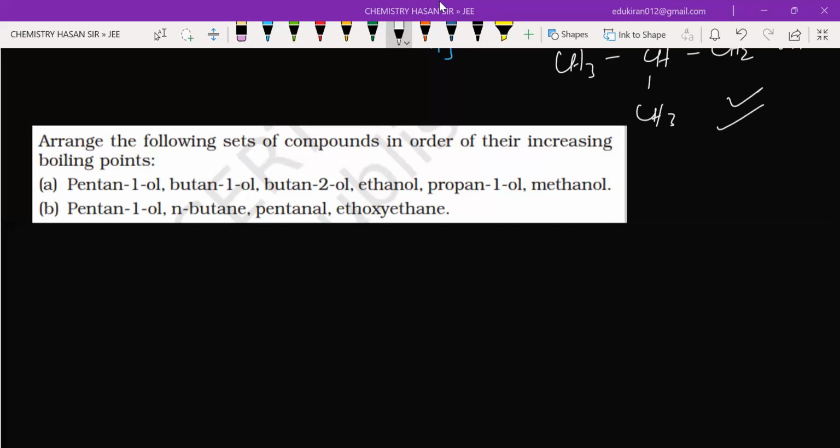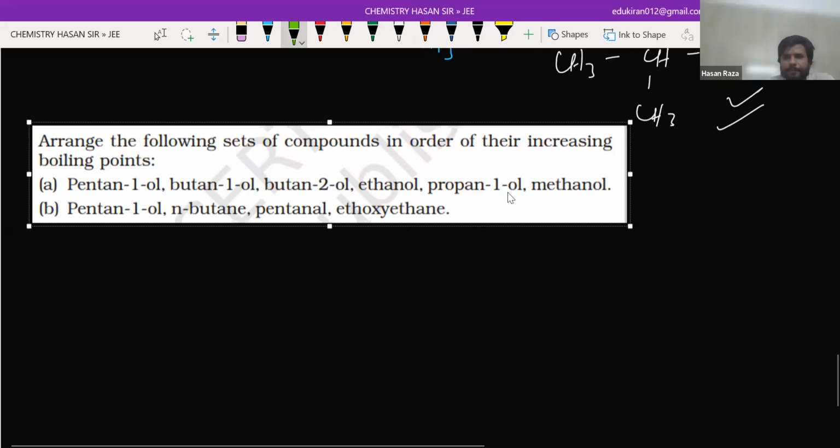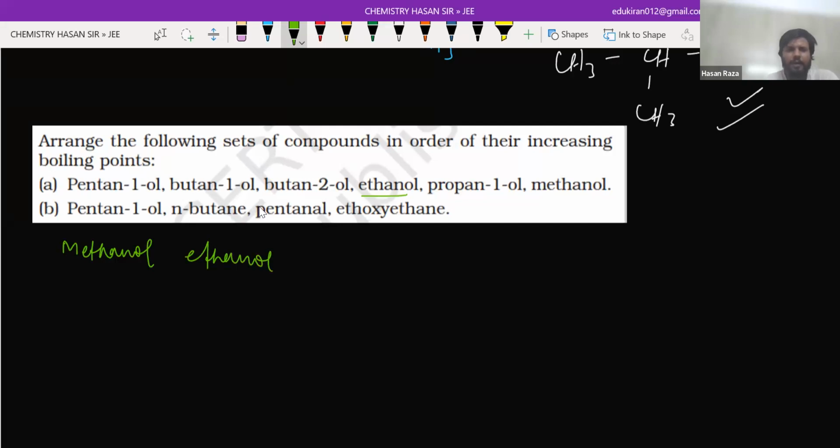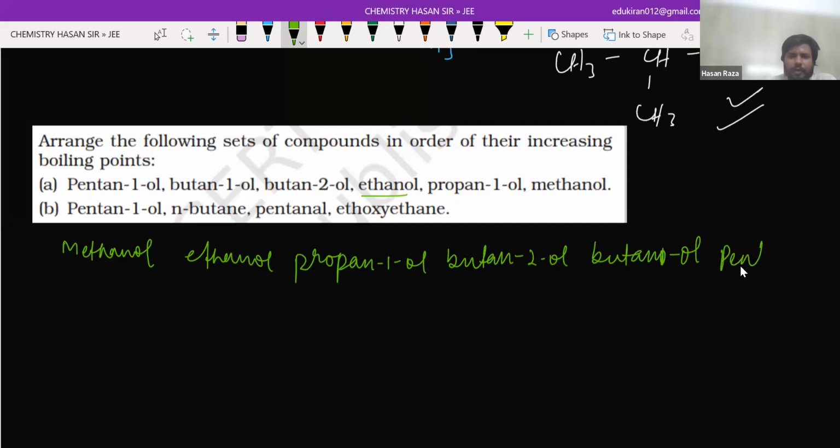And in between them, I'm going to write the value. Increasing order: methanol will be the first, the lowest. Then comes your ethanol. Then comes your propan-1-ol. Then comes your butan-2-ol. Then comes your butan-1-ol. And then comes your pentanol.